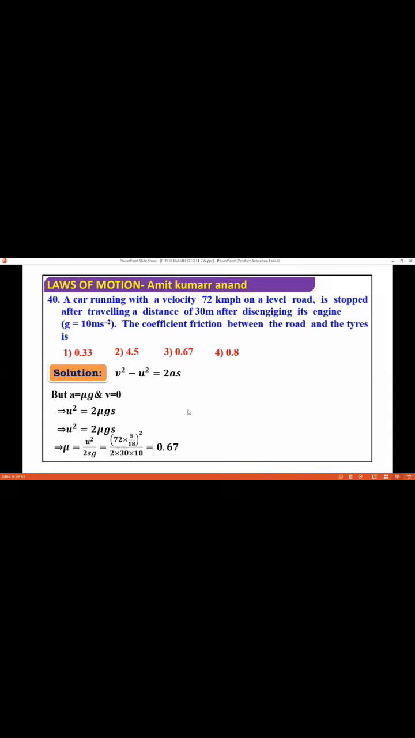I hope you understood the concepts. These concepts are all very important from the JEE exam point of view. Next, we're moving on to the next question.